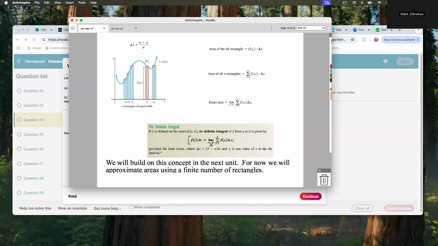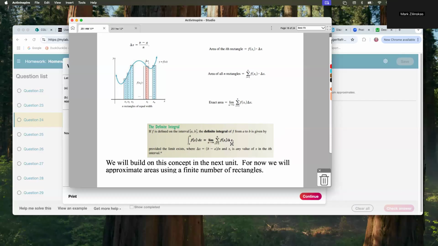And then take the limit as n approaches infinity. In other words, take the limit as n approaches infinitely many rectangles, okay? That doesn't mean they're going to equal infinity, it's approaching infinity. So they're going to get closer and closer and closer, or skinnier and skinnier and skinnier.